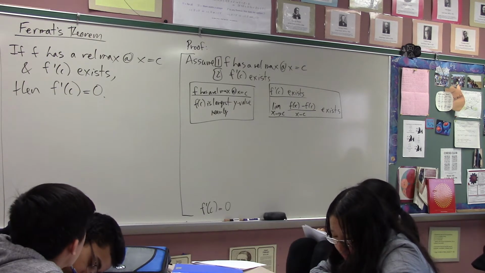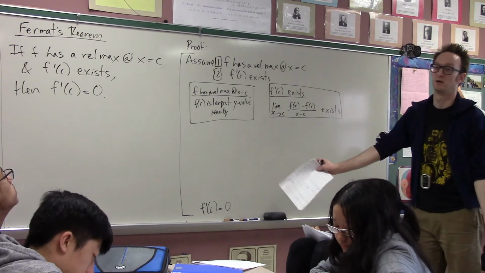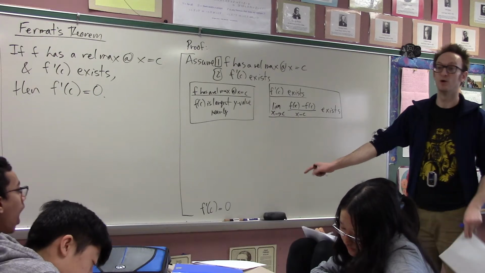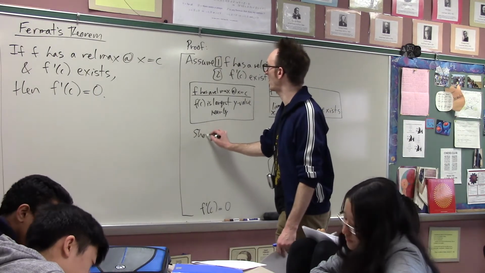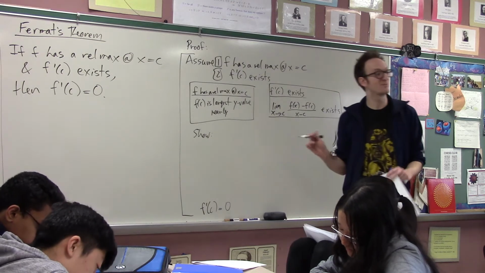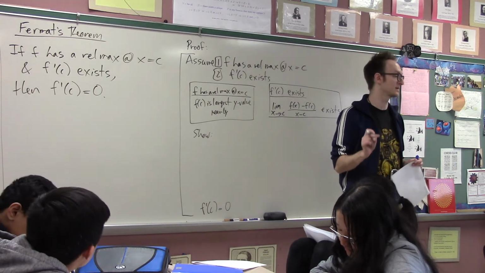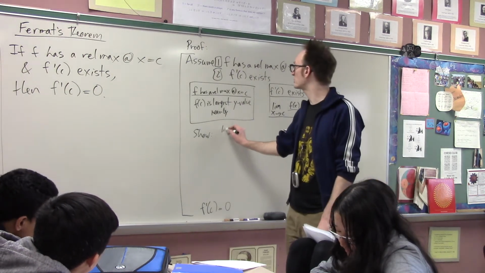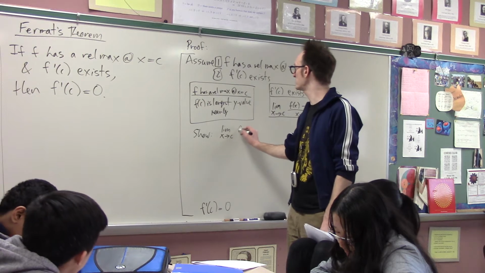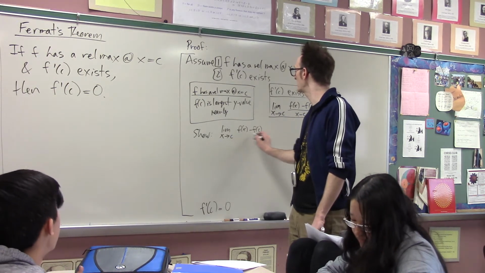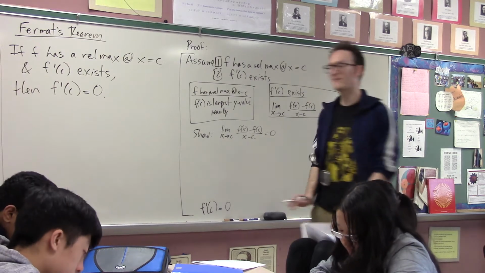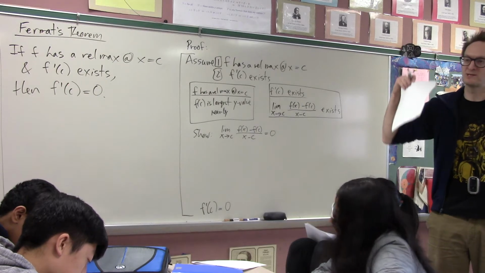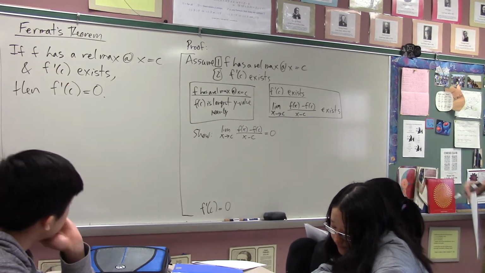Okay, and what is it that I need to prove? That the derivative is 0. In other words, a couple people are realizing that ultimately this boils down to showing that a particular limit is 0. So what we need to do is show that the limit as x approaches c of f of x minus f of c over x minus c is 0. If I can show that that's 0, I've proved the theorem. Do you see what I mean by breaking it down into tiny little pieces, and then it becomes not that much to do?